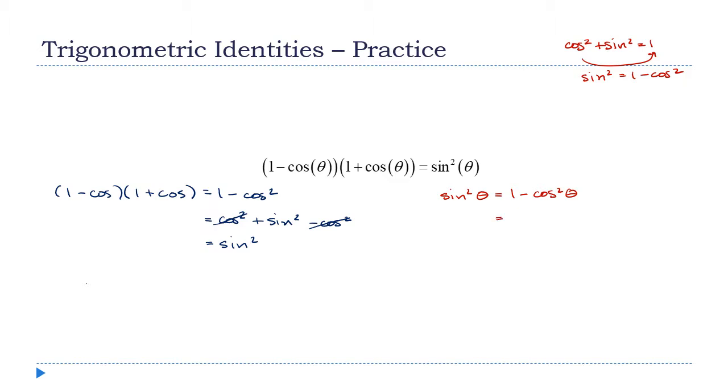But now look, that right-hand side factors. Think about how 1 minus x squared factors. That's 1 minus x times 1 plus x. Well, this is going to be 1 minus cosine theta times 1 plus cosine theta. And hey, look, that's the other side. So this time, I don't know which one was easier. It depends on which one you see first. But it worked out the same either way.